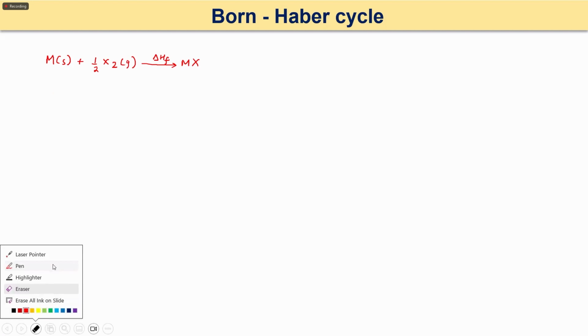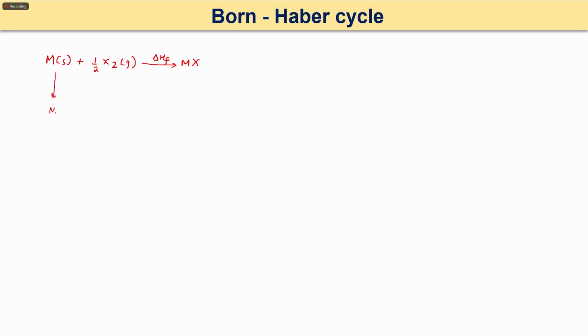Solid to gaseous is the molar heat of sublimation. Okay, that was the heat of sublimation. Let us say in this case it is delta H1. Okay, the enthalpy change in this process is delta H1.